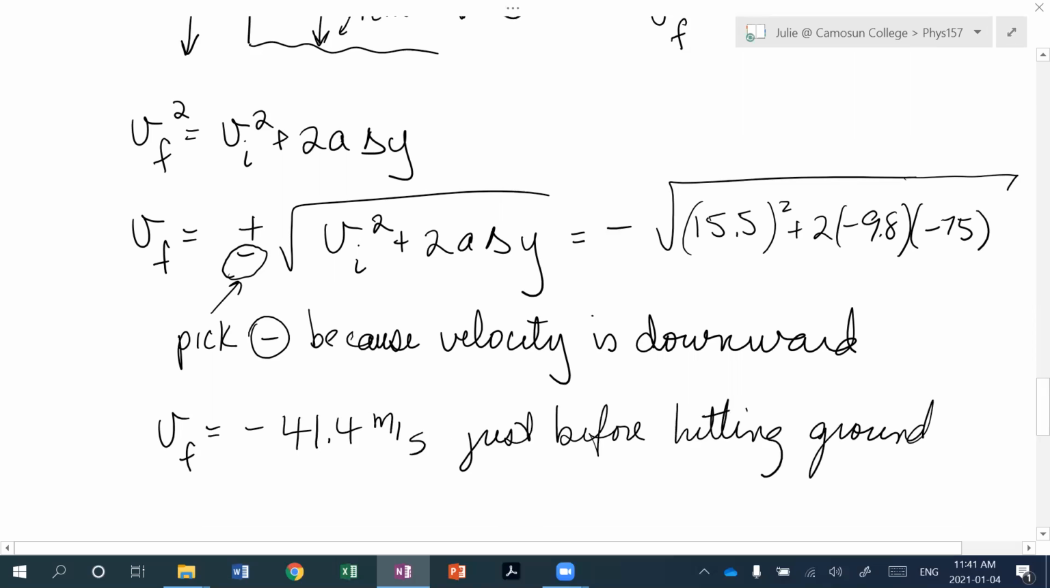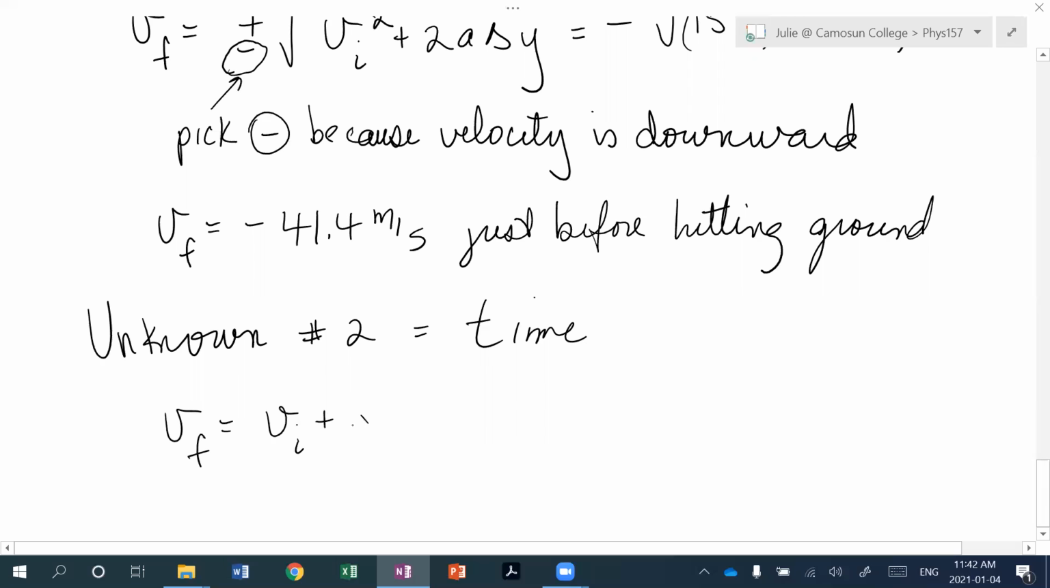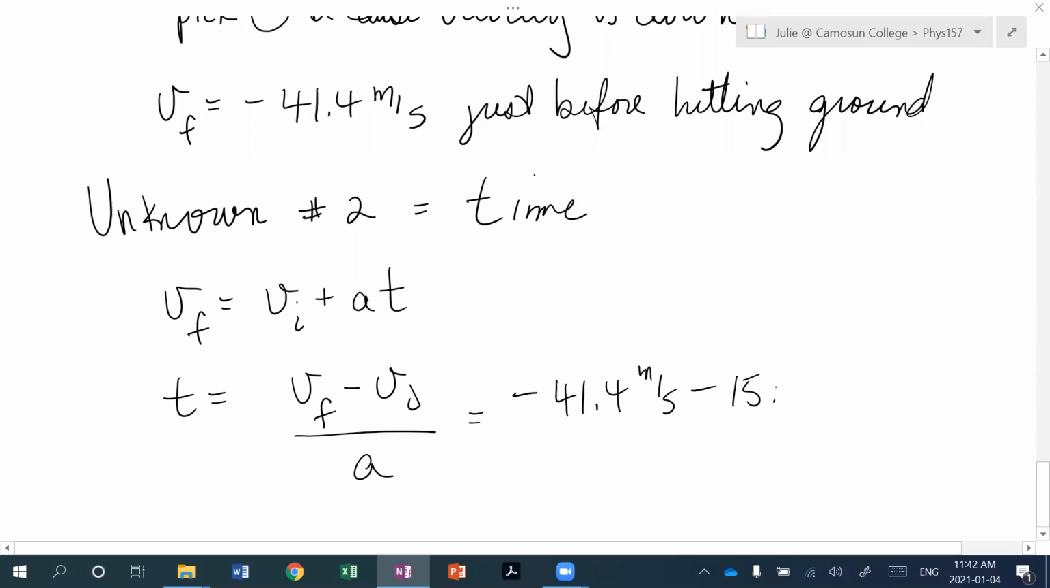Now the time down there, we can use whichever equation we want now, the easiest one. So now unknown number 2 is time. So let's see, we've got everything but time. What's the easiest one? I think this is probably the easiest one. VF is VI plus AT. And so T would be VF minus VI over A. Now be careful of the negatives. VF is negative 41.4 minus VI, which is 15.5, over negative 9.8.